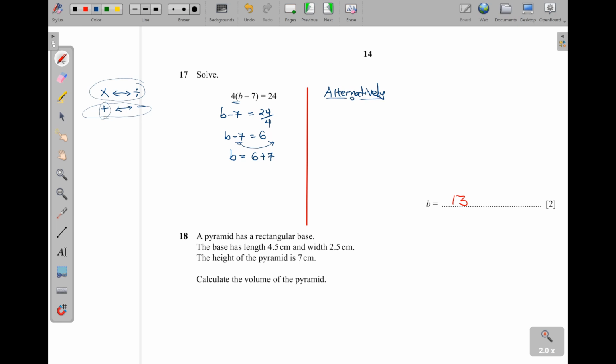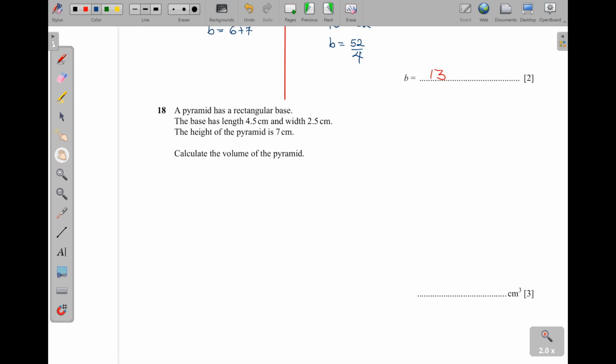You open the brackets. So when you open the brackets, 4 times b, that is 4b, and then 4 times 7, that is 28, then is equal to 24. Then we shall have 4b, which is equal to 24, then plus 28, which will give us 52. Okay, got 4b. That means b is going to be 52 divided by 4. When you put that on the calculator, you get 13.